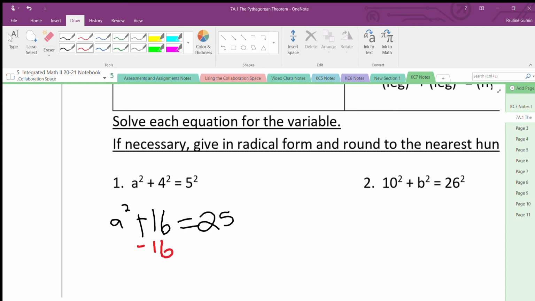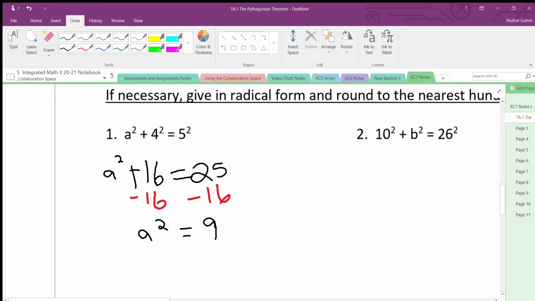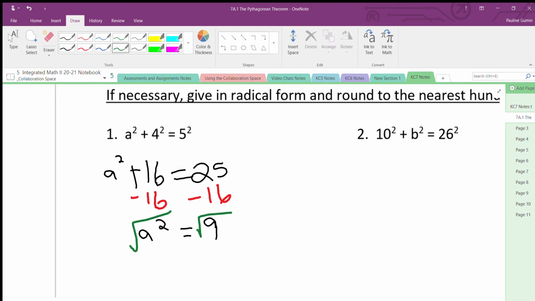I'll solve it by subtracting 16. And I get a squared equals 9. In order to get rid of a square, we square root both sides. Now usually when we square root, we write positive negative as our answer. But we're talking about triangles. There's no such thing as a negative measurement. So a has to be positive, and the answer is 3.